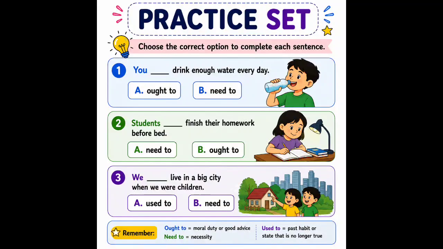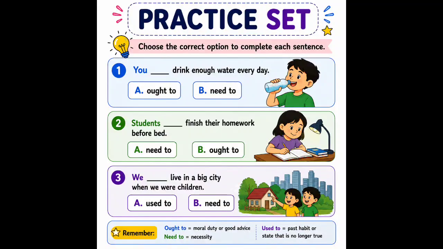Let's take another question. Students dash finish their homework before bed. Need to or ought to? Comment fast the answers below. The correct answer is need to. It shows the necessity.